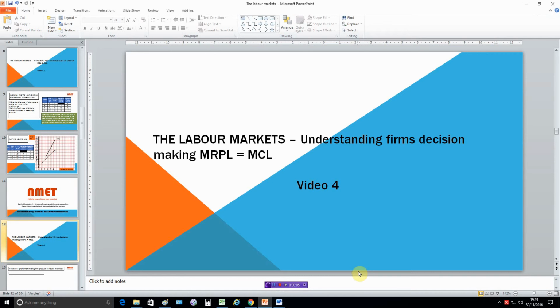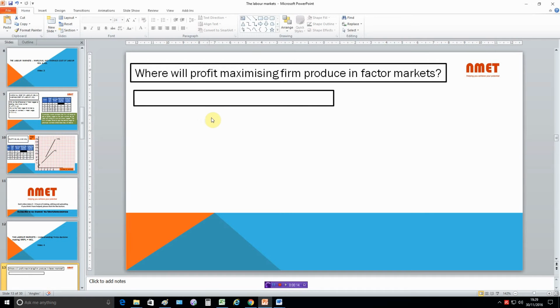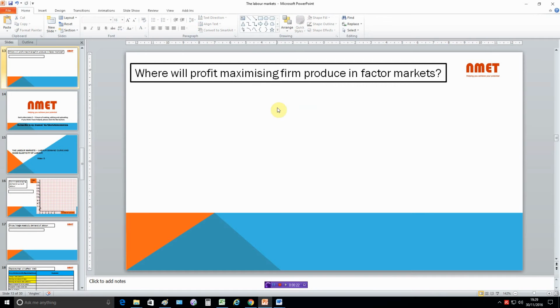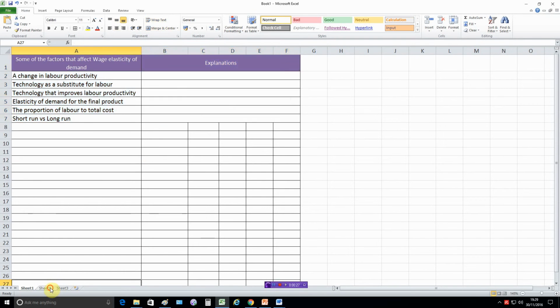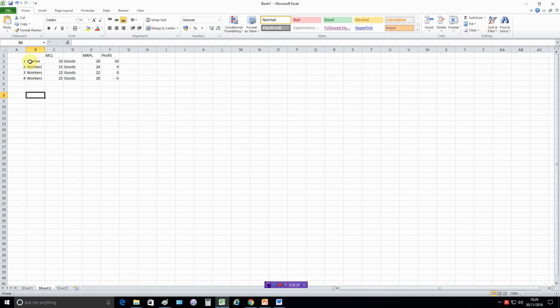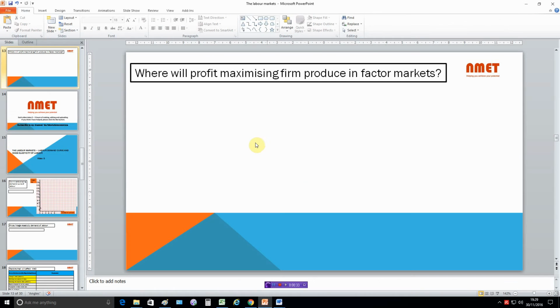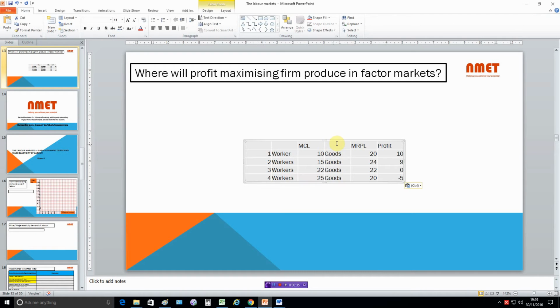In this video, we'll understand why firms employ workers where MRPL equals MCL. We know firms traditionally are profit maximizers, okay? And the best way to understand this is, let's use a table and paste this table over here.